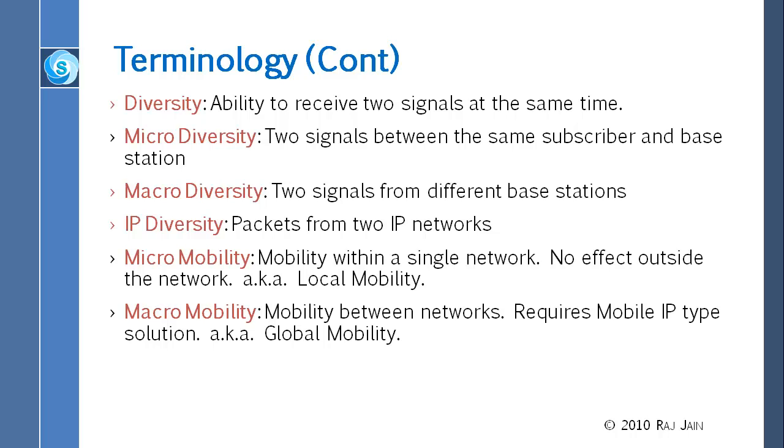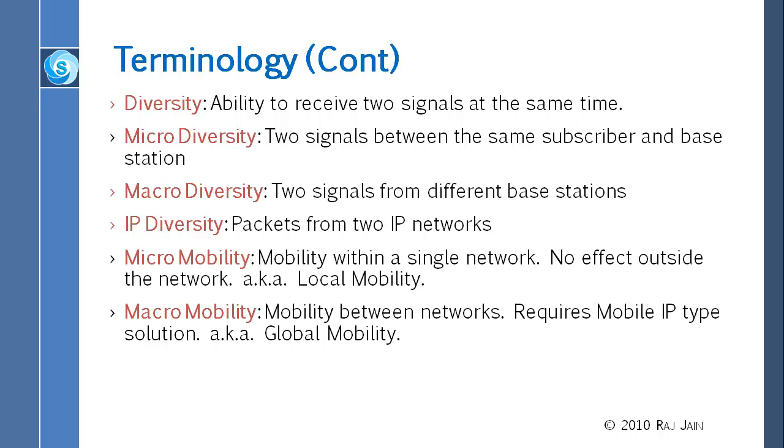Diversity means being able to connect to more than one signal at the same time. So you could have two Ethernet ports in your computer, or you could have one Ethernet port and a Wi-Fi port, or you could have two Wi-Fi ports, so that way you can talk to two networks at the same time.